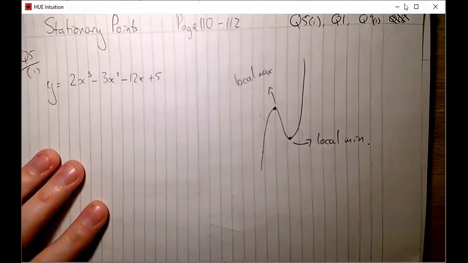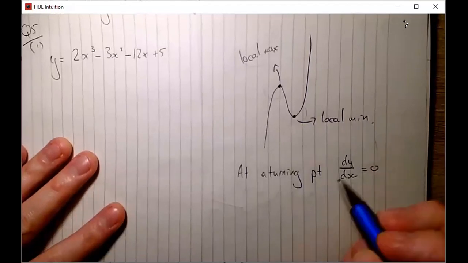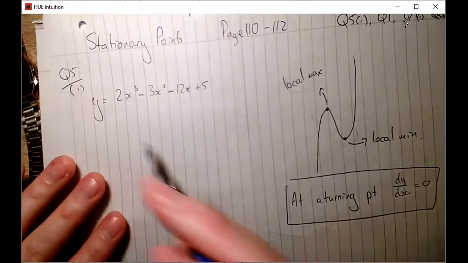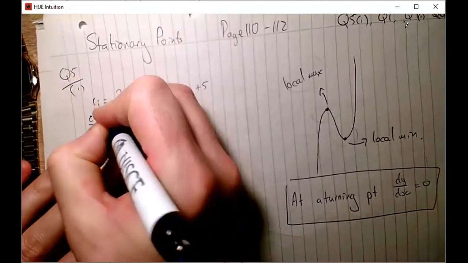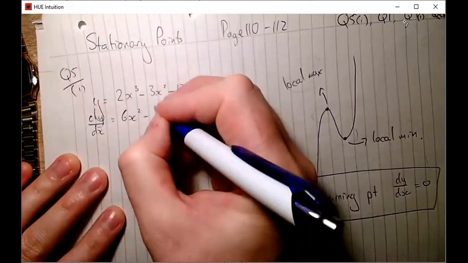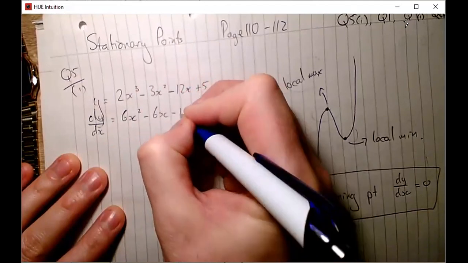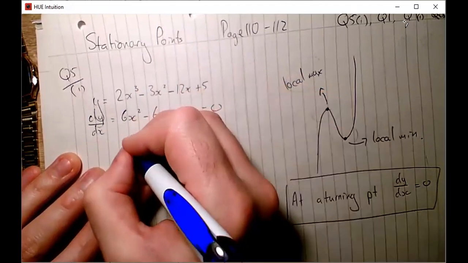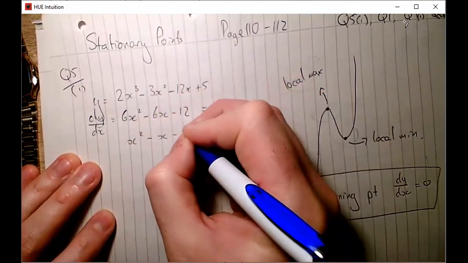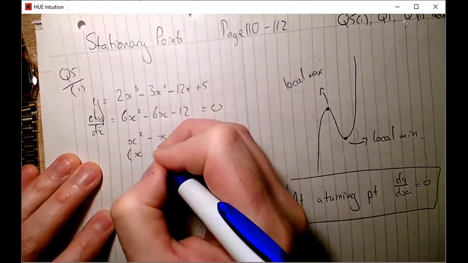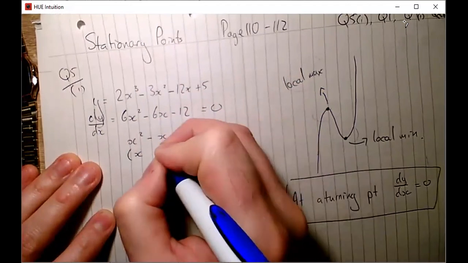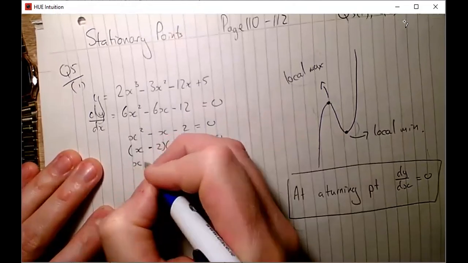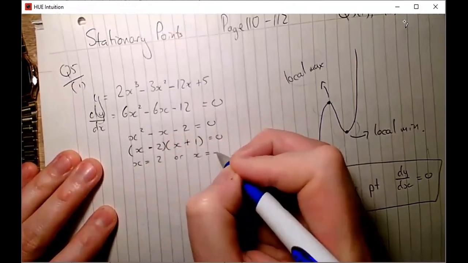Our condition is that at a turning point, dy/dx, or the slope of the tangent line, will be 0. So we can come over here and say, what's dy/dx? It's going to be 6x squared minus 6x minus 12. We want to let that equal 0. We have a common factor of 6, so let's divide through. x squared minus x minus 2 equals 0. That factorizes as (x minus 2)(x plus 1), where minus 2 plus 1 gives minus 1. So either x is 2 or x is minus 1.